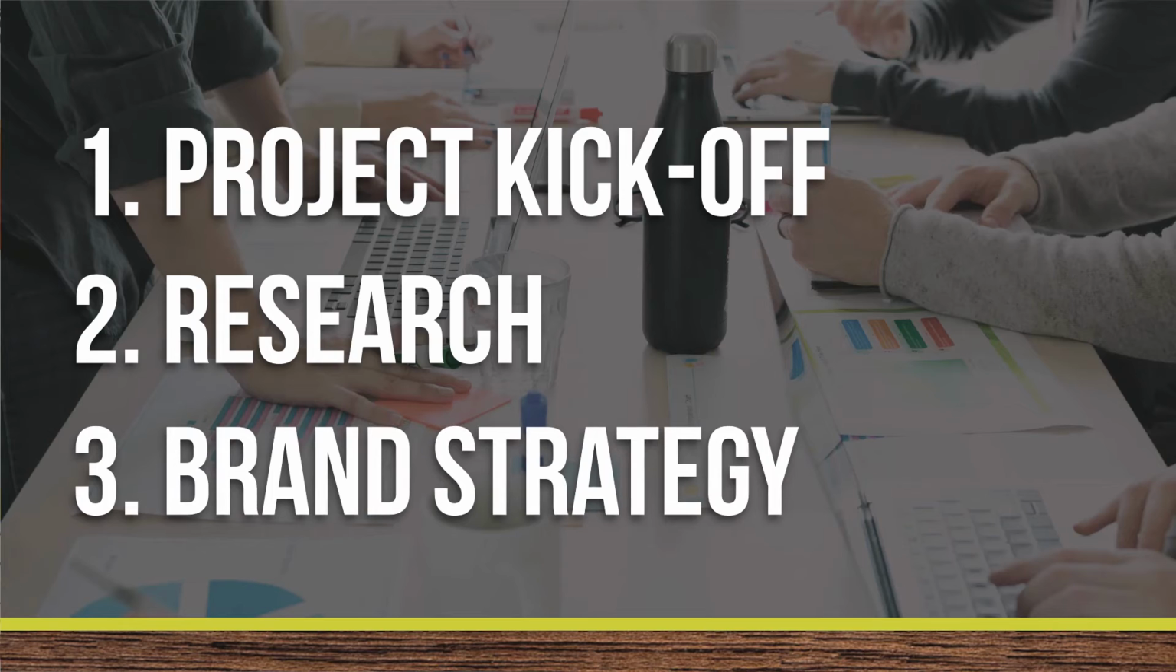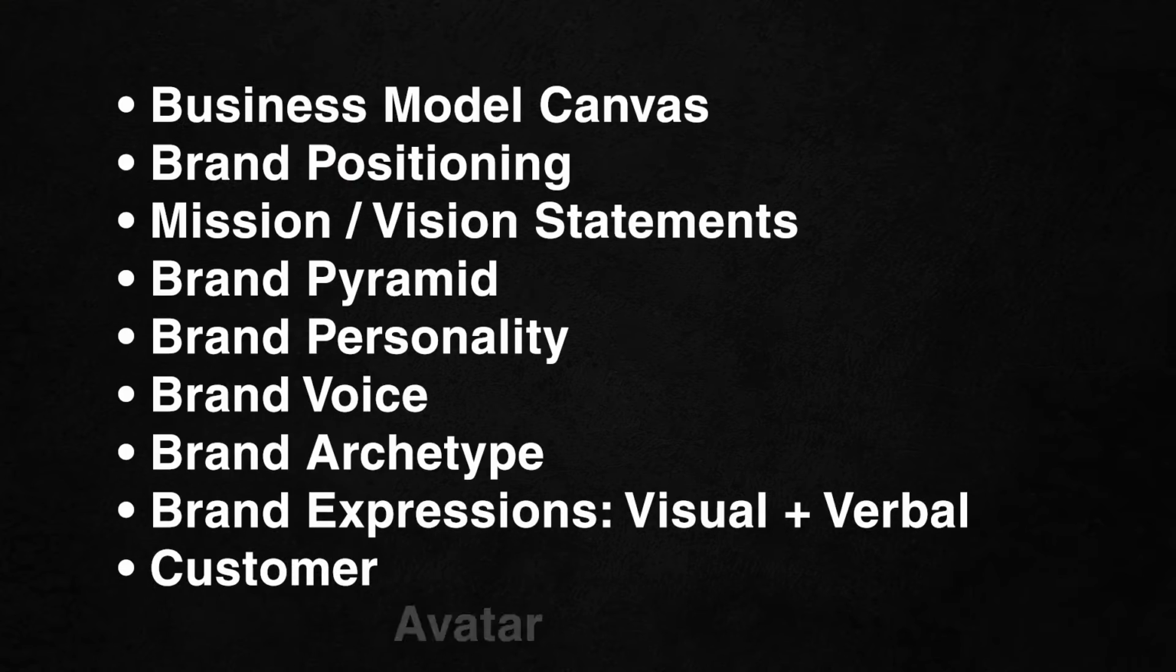And step 3 would be brand strategy. And this is either the review of the existing brand strategy or the development of new brand strategy or revising brand strategy. Now this can include things like the business model canvas, brand positioning statements, mission or vision statements, a brand pyramid, brand personality, brand tone and voice, a brand archetype, brand expressions, both visual and verbal expressions of the brand, as well as the development of a customer avatar. All kind of basic key tenets of brand strategy. And again, not all of those things have to be developed or need to be developed, but it depends on the needs of the project and the needs of the brand itself.